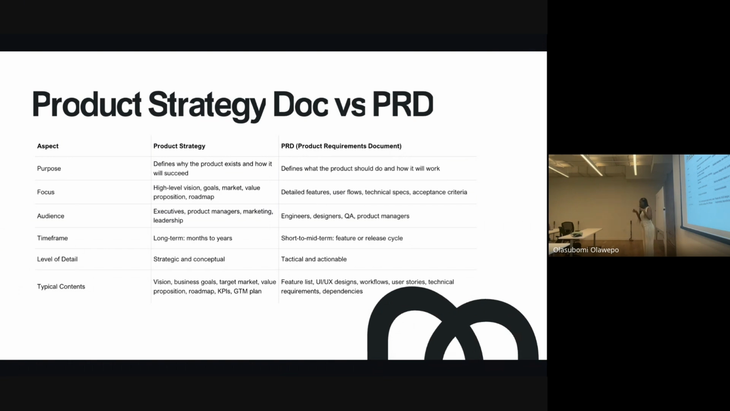So the reason I wanted to level set is because a lot of people here, I want to assume, are probably building apps that have AI integrated into them or starting to integrate AI into them.